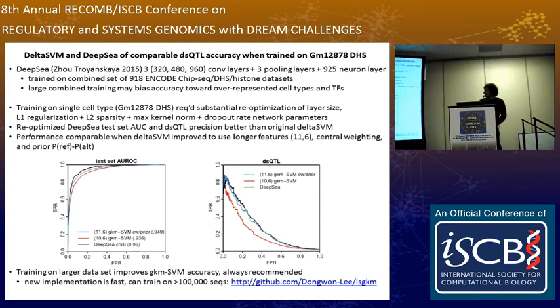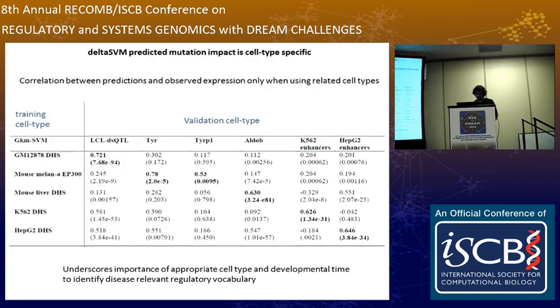So I want to say that training on the larger data set always improves our accuracy. So if you compare to our method, I suggest that you grab this new implementation that can handle very, very large training data sets that Dongwon just released. And the final point I want to make is that the prediction accuracy is always dependent on training on the right cell type, right? So we only get a high correlation between any of these data sets when we train our model to detect the cell-specific vocabulary that's appropriate for the assay.